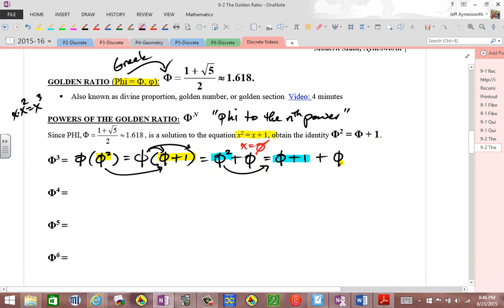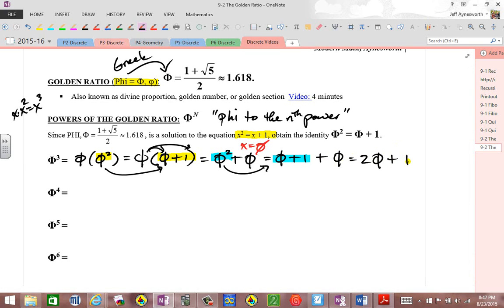But what do we get? I get 2 phi's plus 1, so 2 times phi plus 1. So I substituted twice there and kind of just manipulated things. And you're saying, okay, where are we going on this? Well, in order to see that, we kind of have to do it again. So let's do it again.